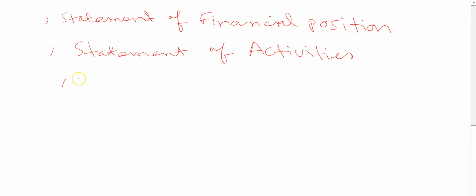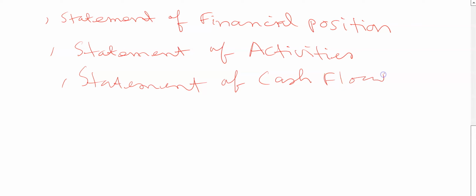And then they will also prepare a statement of cash flows. So this part is just like a regular cash flow statement prepared by for-profit businesses, and they will classify the different parts into three categories: operating activities, financing activities, and investing activities. And FASB actually encourages following the direct method. So they will also prepare a statement of cash flows.